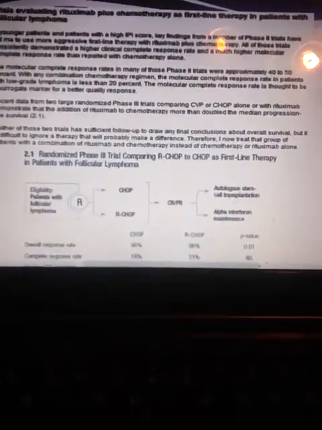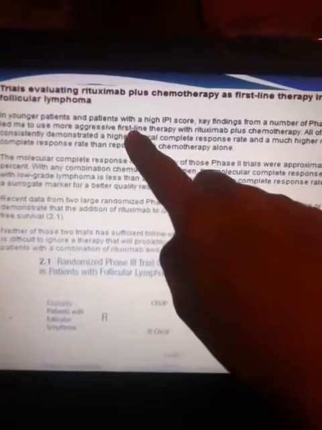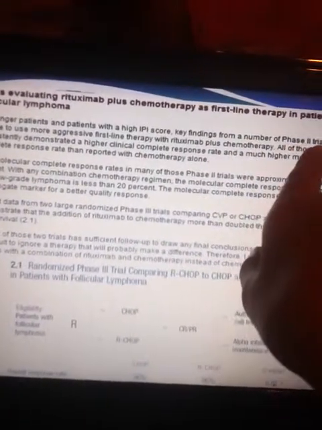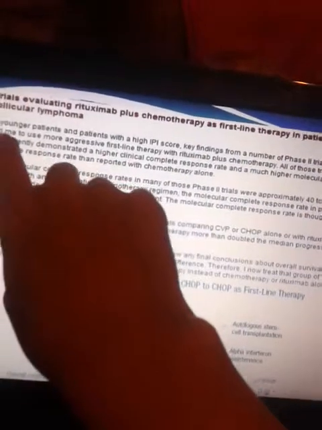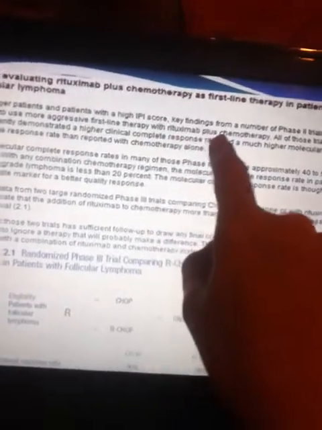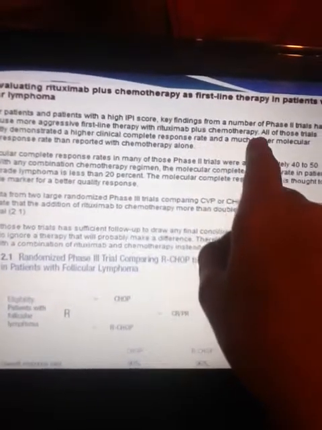Trials evaluating rituximab plus chemotherapy as a first-line therapy in patients with follicular lymphoma. In younger patients and patients with a high IPI score, key findings from a number of phase 2 trials have led me to use more aggressive first-line therapy with rituximab plus chemotherapy.